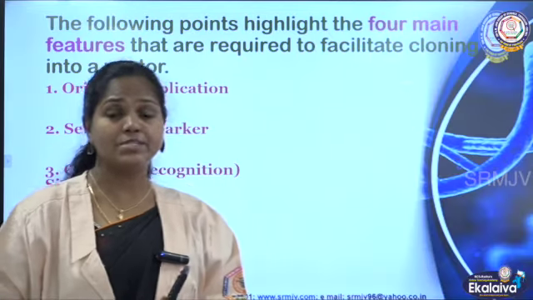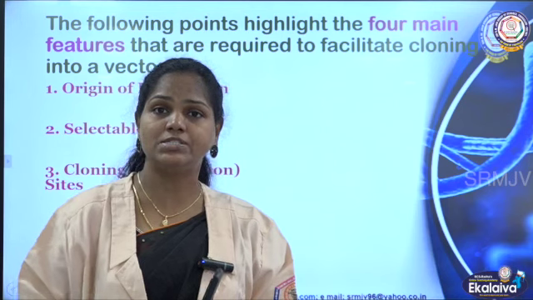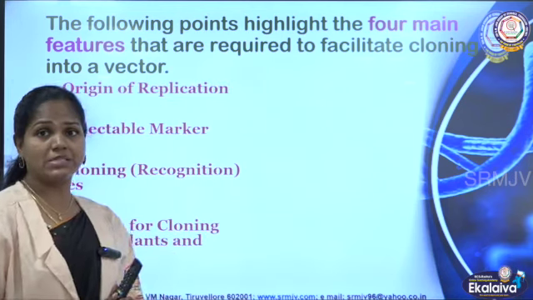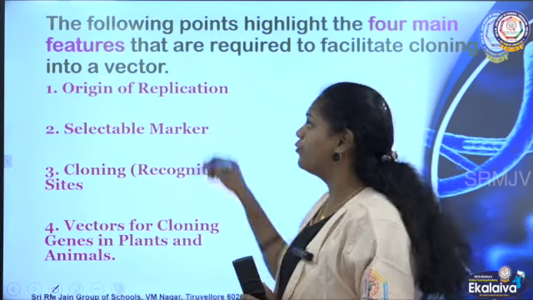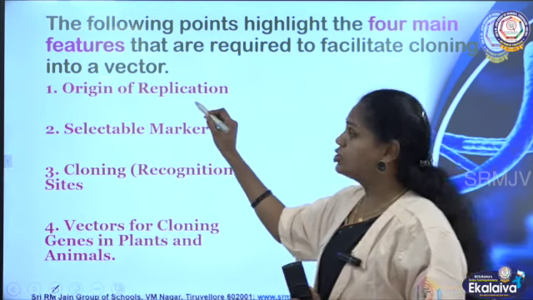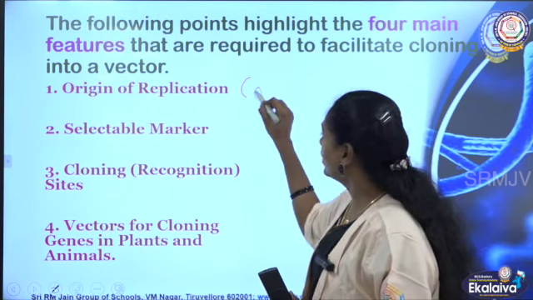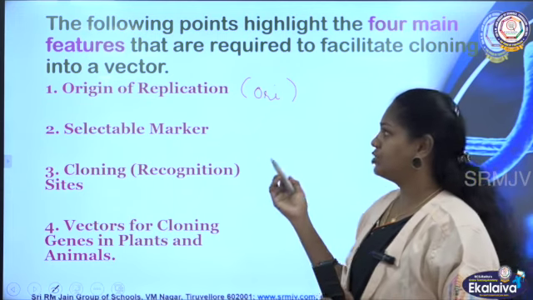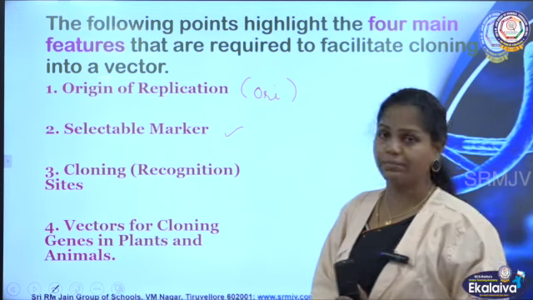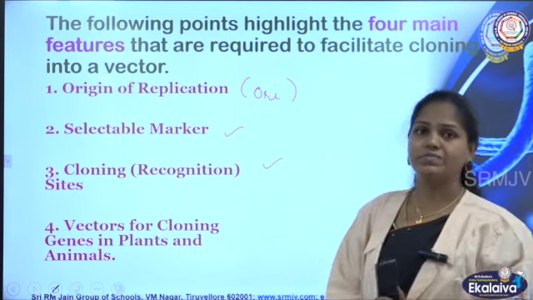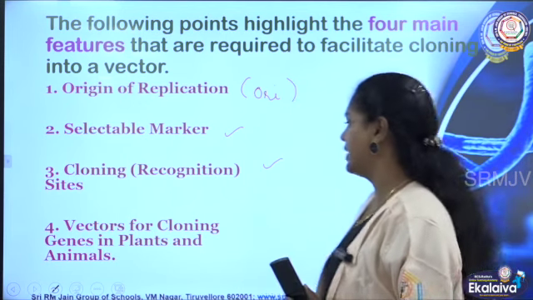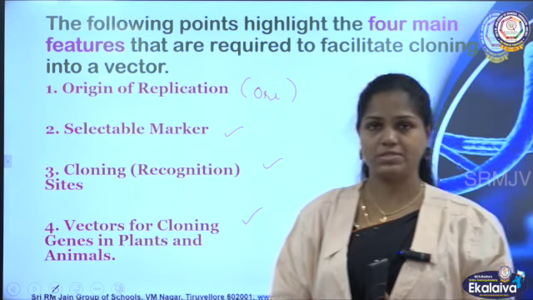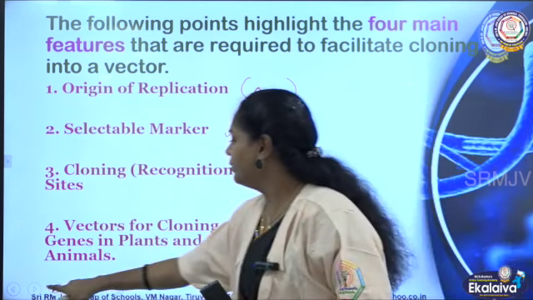Now we are going to see the important parts or features of our cloning vector. To be an ideal cloning vector, it should possess these four properties: origin of replication, which we indicate as ORI; selectable markers; cloning sites, which can otherwise be called recognition sites; and vectors for cloning genes in plants and animals. We will see one after the other.